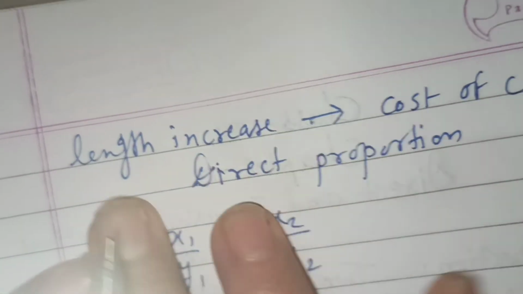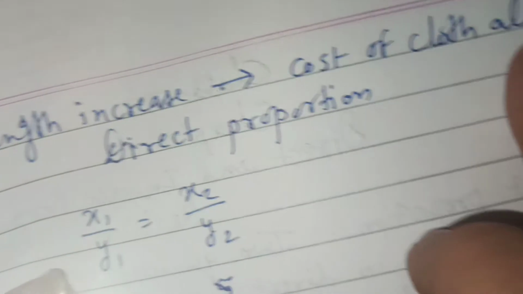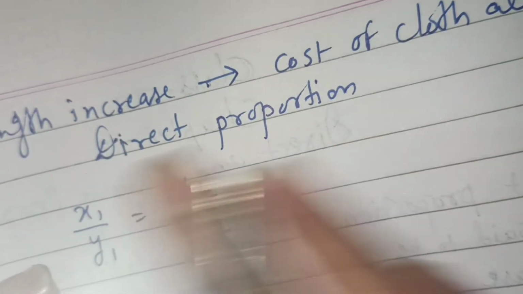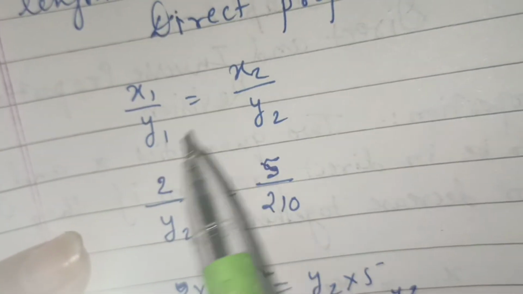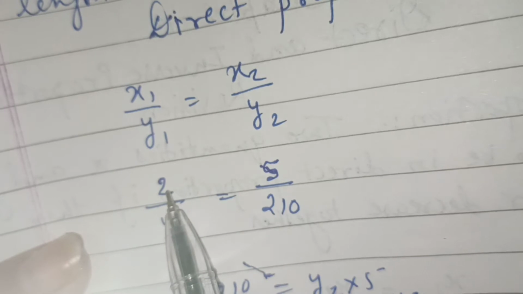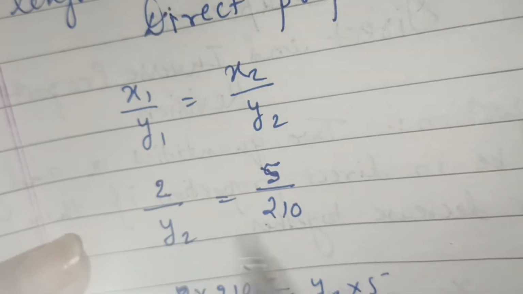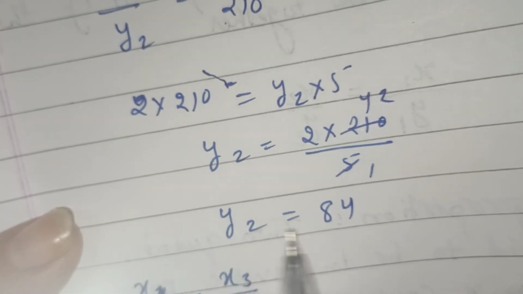So we will use the formula of direct proportion. Sorry, not inverse, it is direct proportion. It means when length of cloth is increased, cost also will be increased. So this is direct proportion. Here x1 y1 we know, 5 and 210, and x2 is 2 and y2 we have to find. By this formula, we will get the value of y2.